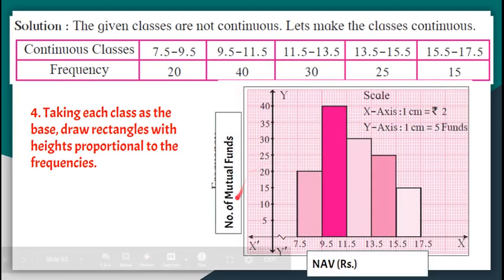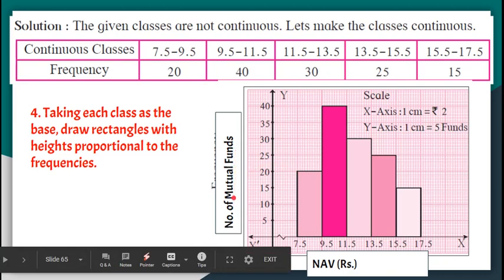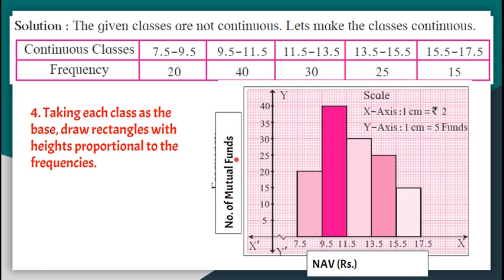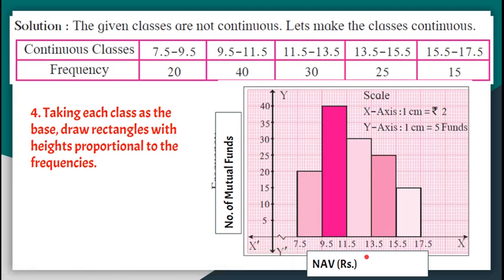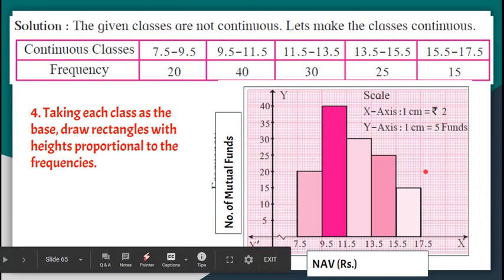Please see, on the y-axis you will not write frequency, you will rather write the number of mutual funds जो आपके original question में given था. And on the x-axis you will not write class, you will write NAV in rupees जो again आपके original question में mentioned था. So this is how we are going to draw a histogram. It's a very simple thing. Only a few things that you have to keep in mind is all the points that I mentioned earlier.